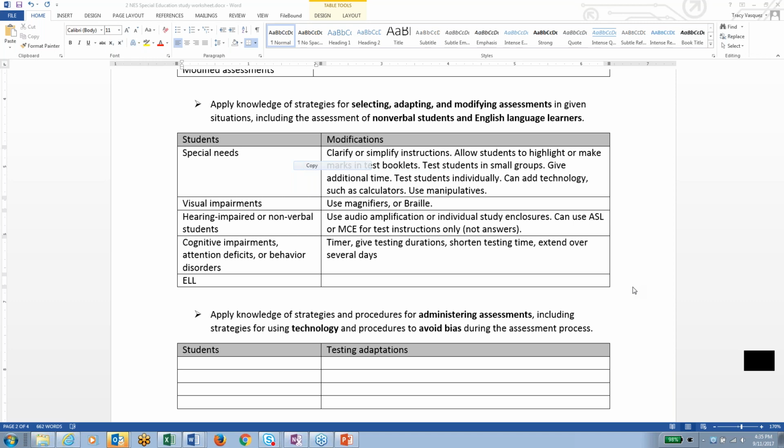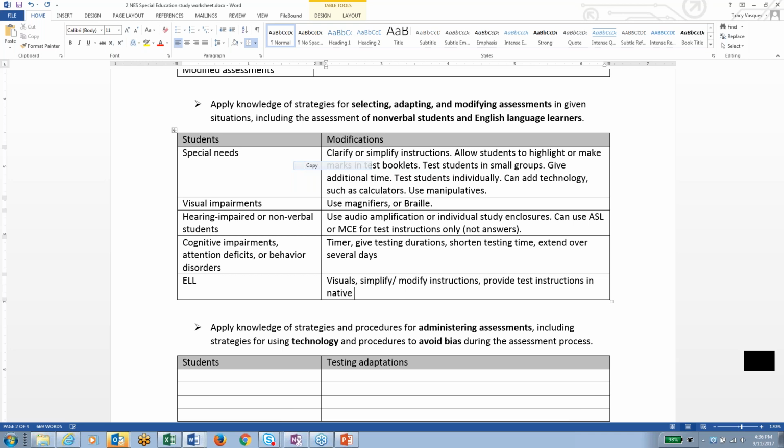Okay, so we have here from Lucia, visuals, simplify, modify instructions. Thank you, that's great. We can also have them hear the test instructions translated in their native language. We can also allow them to ask questions in their native language to clarify instructions.